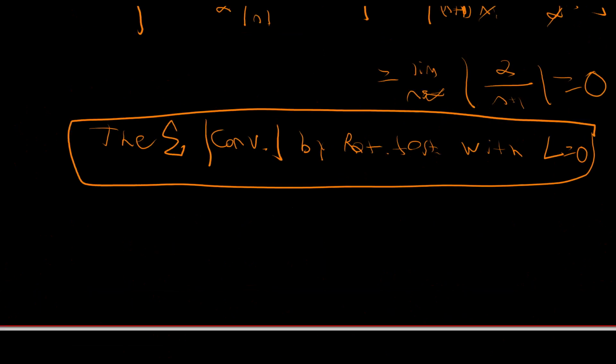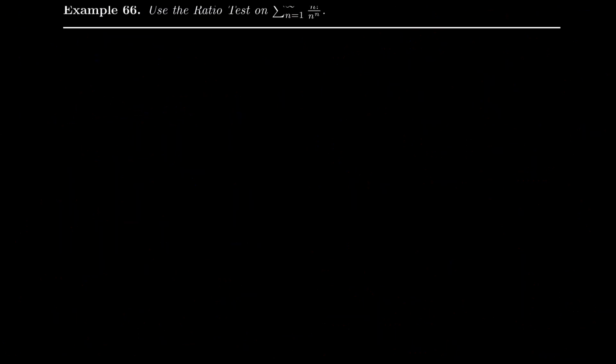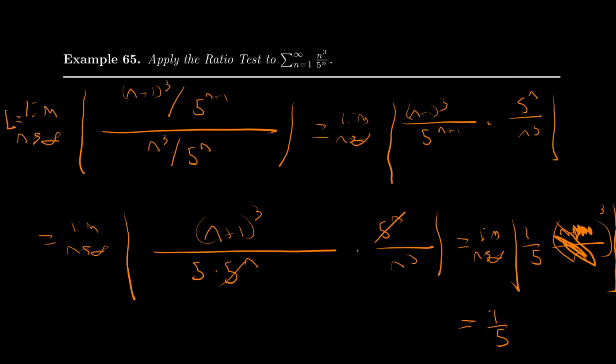So what do we know about that? Well, scroll back up. 1/5 isn't bigger than 1. Oh, 1/5 is less than 1. So then the series converges absolutely. That's all that you need. So we say the series converges. And you can say absolutely if you want to. Converges absolutely by ratio test.